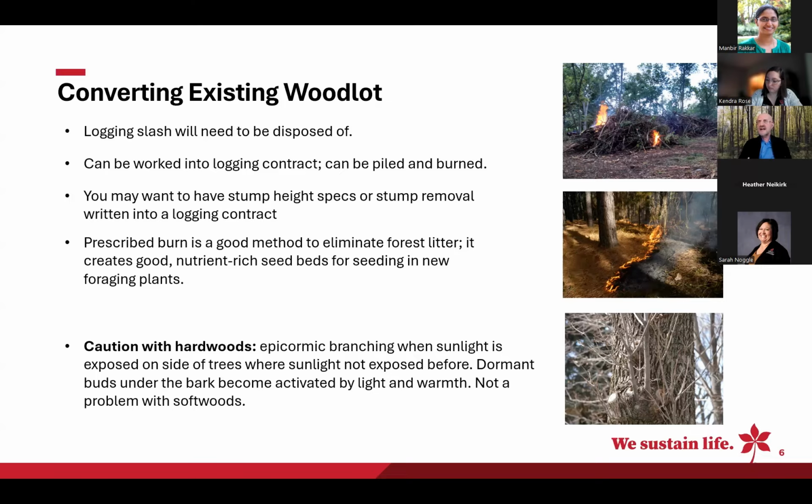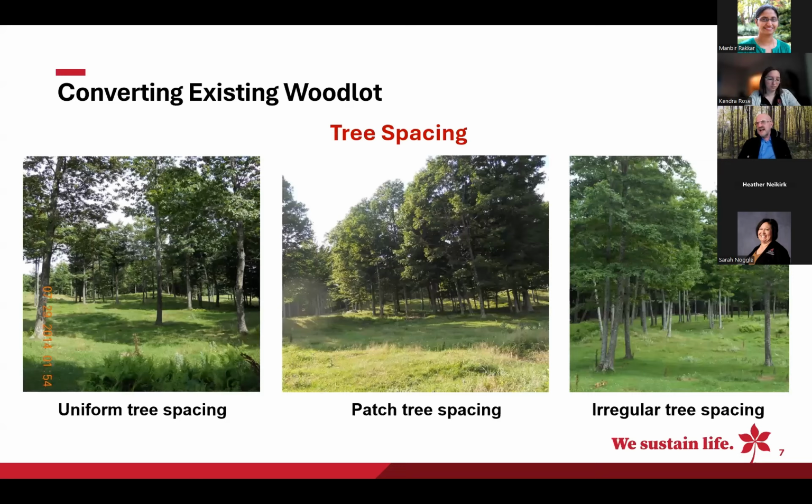Now, the problem there is that branches create knots in wood. And the more knots you have in the wood, the lower the quality of that wood. So the best thing, if that does happen, is basically you have to go out and prune those branches off if they develop. They won't always develop, but that certainly is a potential problem. So the other thing in looking at converting existing woodlots is, what's the spacing going to be?